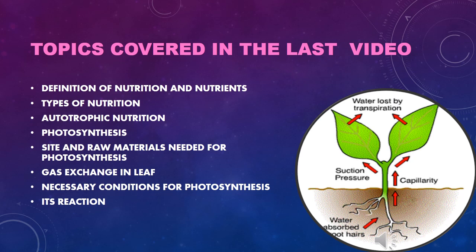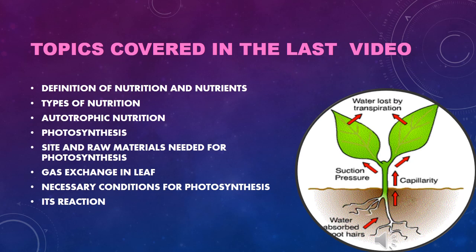So children, now let us have a look over the topics we discussed in the previous video. In the previous video, we saw the definition of nutrition and what are called nutrients. Components like carbohydrates, fats, and vitamins are called nutrients. These nutrients provide us the nutrition. In nutrition, there are two major modes: autotrophic nutrition and heterotrophic nutrition. We have seen these types.